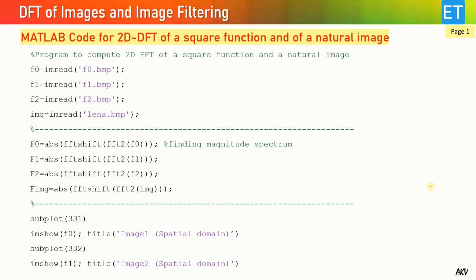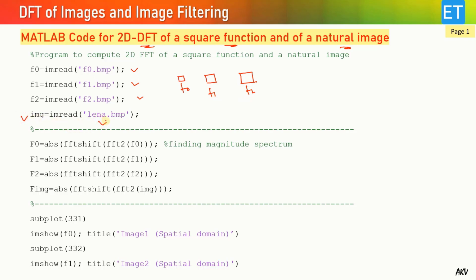Now let's go to this Matlab code that will compute the two-dimensional DFT of this square function, which I have already shown you, and then the natural image, which I have just shown you. So for this we are reading a few images. These f0, f1, f2 are the three images, and all are of the square function, but of different sizes. So f0 is representing a small square, while f1 is slightly bigger than f0, and f2 is bigger than f1.